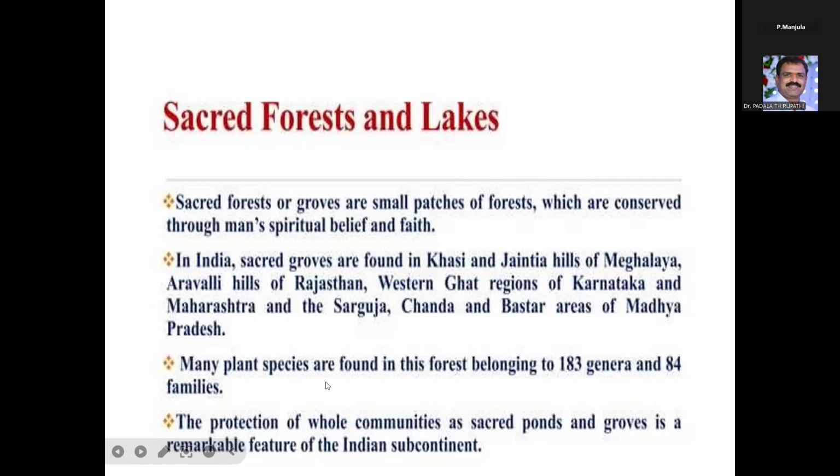Many plant species belonging to 183 genera and 84 families are found in these forests. The protection of whole communities, such as sacred ponds and groves, is also a remarkable feature of the Indian subcontinent.